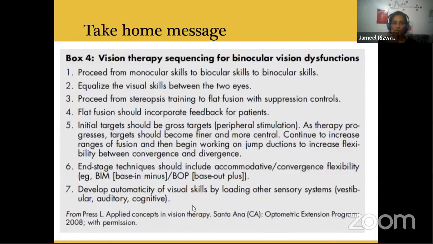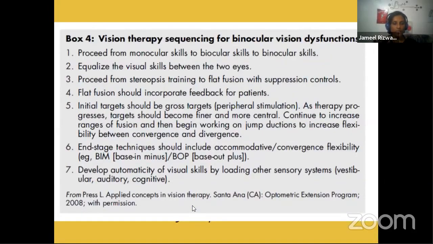So this is the sequencing, which is taken from Leonard Press, Applied Concepts in Vision Therapy. Start from monocular skills to biocular to binocular skills. Equalize the visual skills between the two eyes. Start from stereopsis training and then move to your flat fusion. And then, as I told you, start from larger targets, then go to smaller targets.